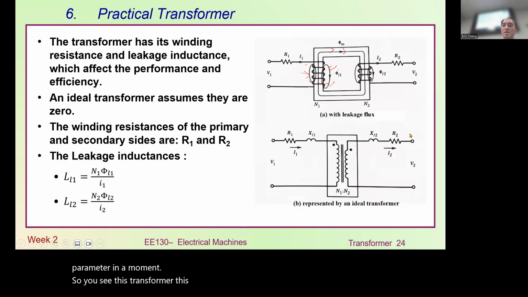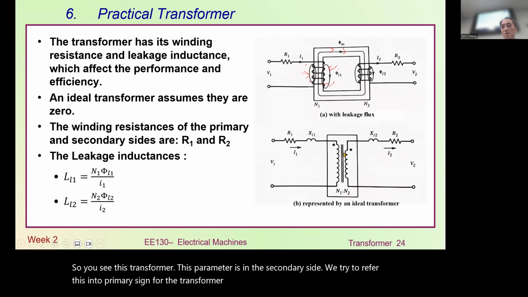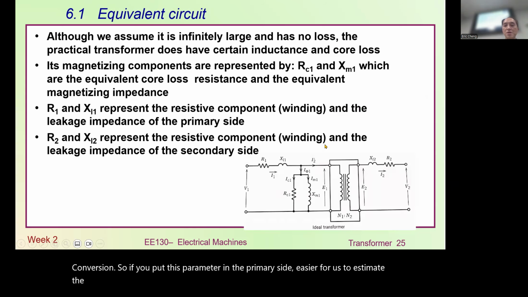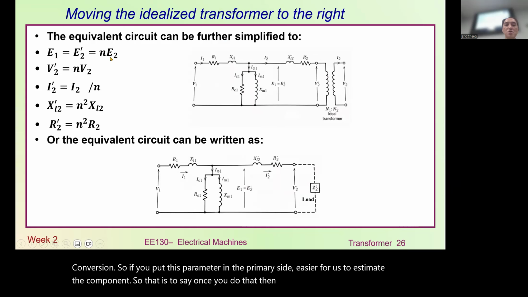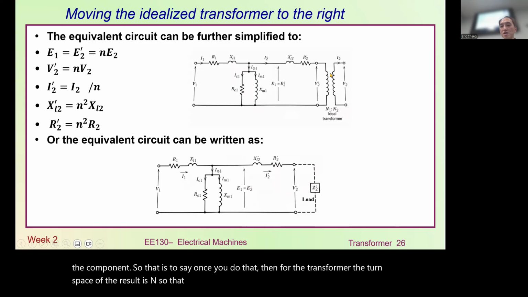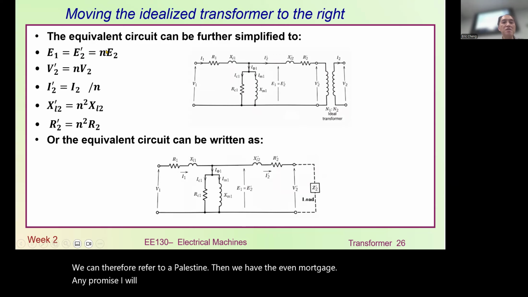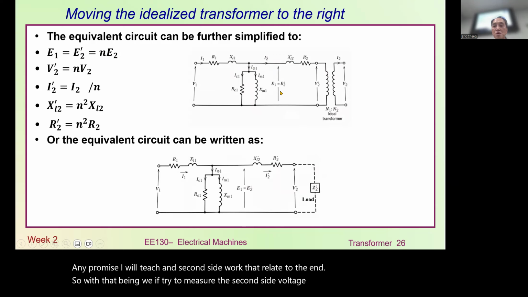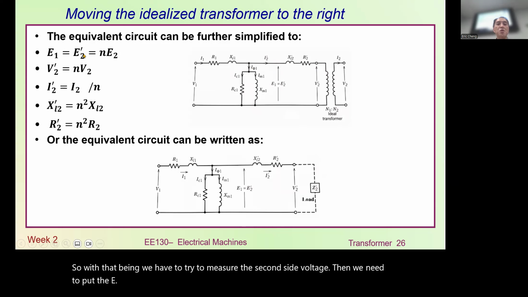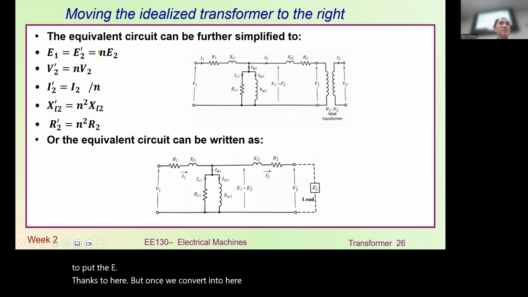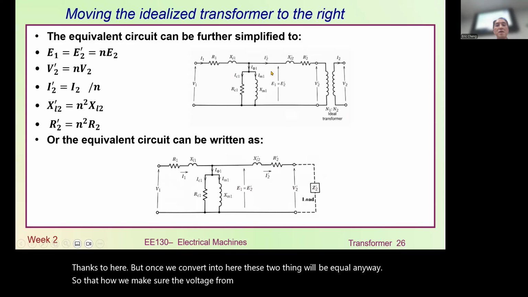You see, in this transformer, these parameters are on the secondary side. We try to refer them to the primary side through the transformer turns ratio conversion. If we put these parameters on the primary side, it is easier for us to estimate the components. For the transformer, the turns ratio relationship is N. So the voltage on the secondary side we can refer to the primary side, and the primary side voltage and secondary side voltage relate through N. If we measure the secondary side voltage, then we need to put E2 dash here. But once we convert it to the primary side, the two voltages will be equal. So that's how we refer the voltage from the secondary side to the primary side.